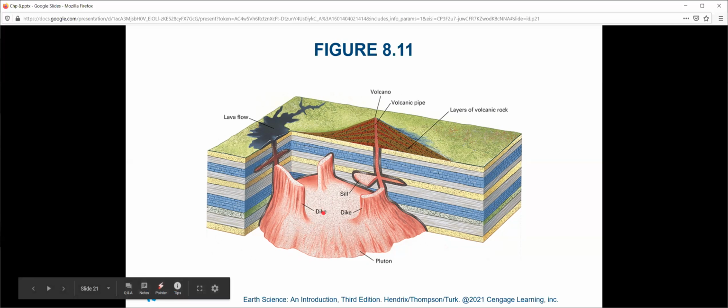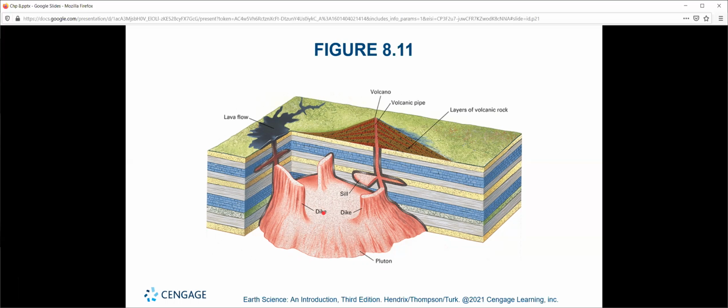Again, picture the amazing geology of the western part of the United States, and the sills are going to be parallel to the bedding. Those are just kind of flat, right?